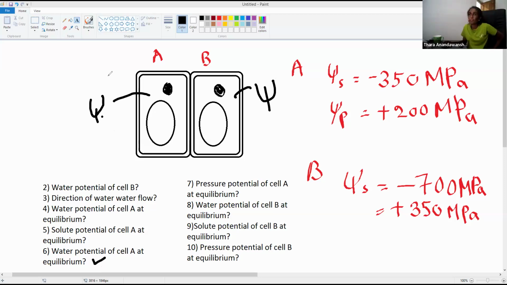Teacher, after we take the average value, what happens to psi s and psi p of cell A? That's a small hint. Usually when the water comes and goes out, the solute potential changes, but there should be an assumption in this question. We are assuming that psi s is not going to change. Whatever it is, even if water comes in or goes out, psi s is not going to change. Now you can find out.